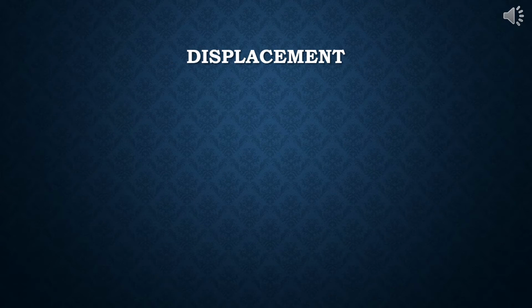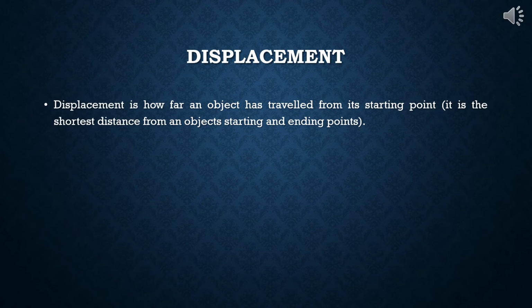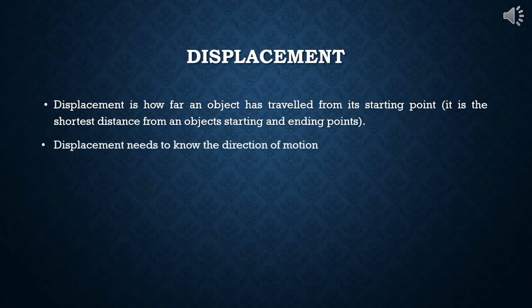Moving on now, let's take a look at displacement, a quantity similar to distance, but most definitely not the same. Displacement is basically how far an object has traveled from its starting point. Not how far it's gone in total, but just how far from its starting point. You might say it's the shortest distance, or the exact distance, between an object's starting and ending points. These definitions tell me that displacement is a vector quantity, because it cares about direction.